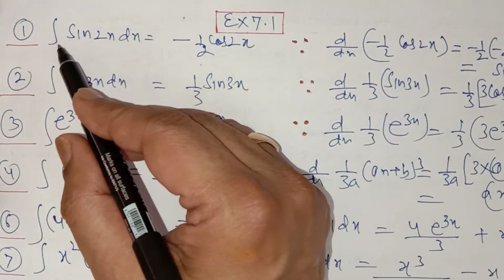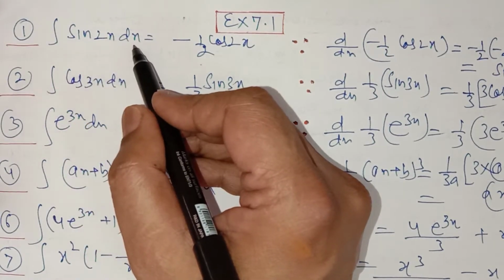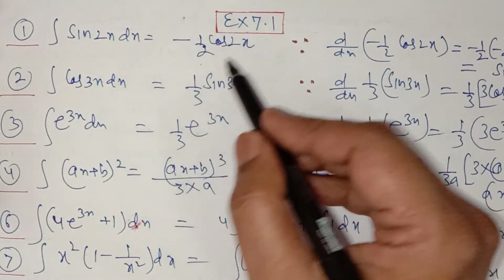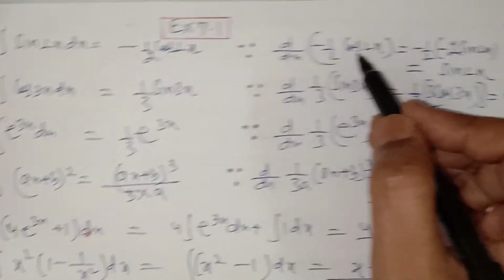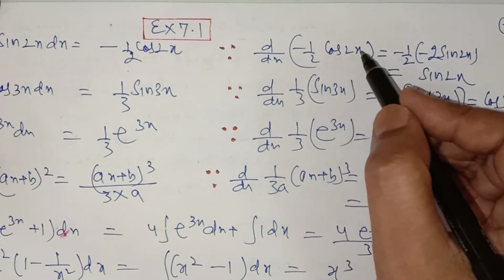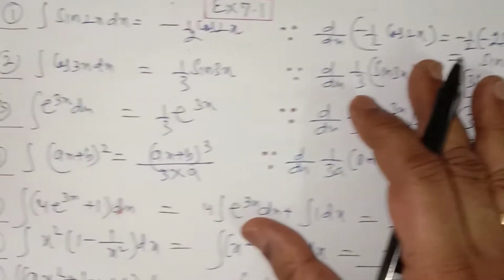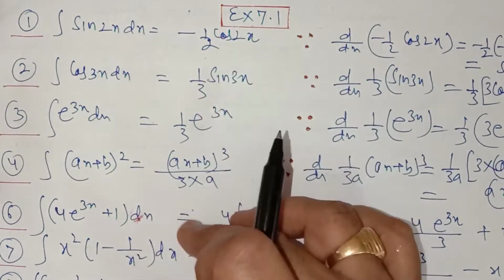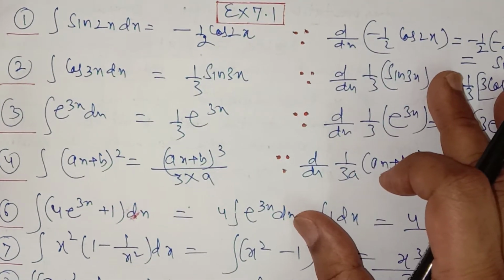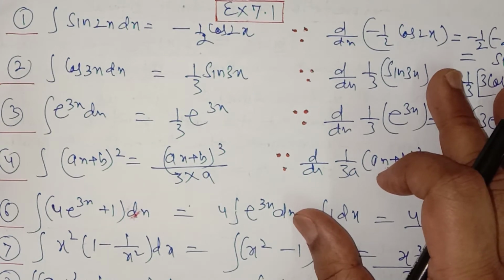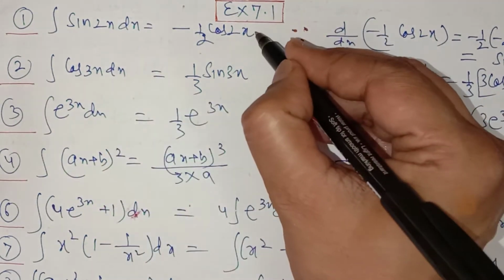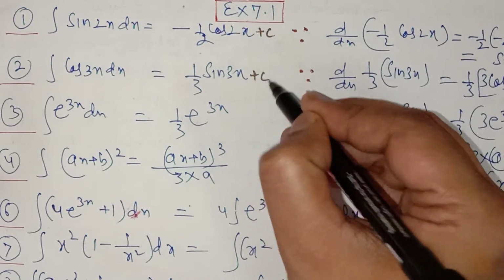Now the integration of sin 2x with respect to x is minus half cos 2x, because the derivative of this, that is minus half cos 2x, will be equal to minus half into minus sin 2x into 2, which is equal to sin 2x. We'll discuss the direct integration after question number 4. I'll give you the short method to find the integration of some functions directly. Now for cos 2x, the integration is half sin 2x plus c.